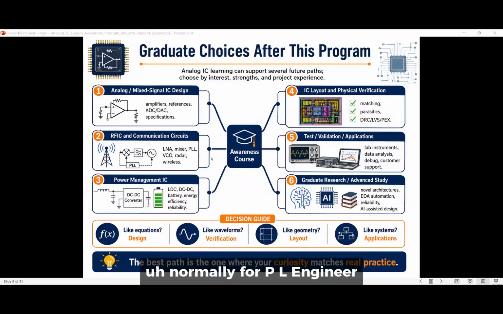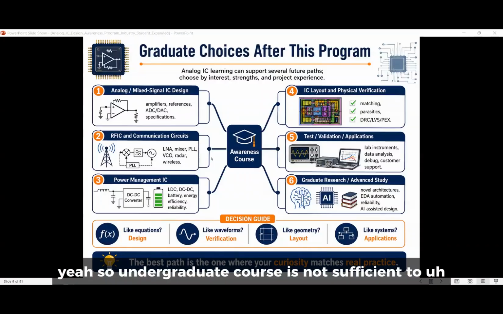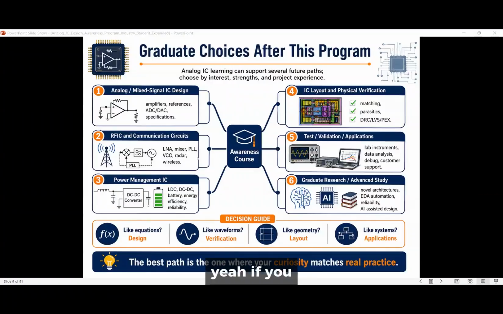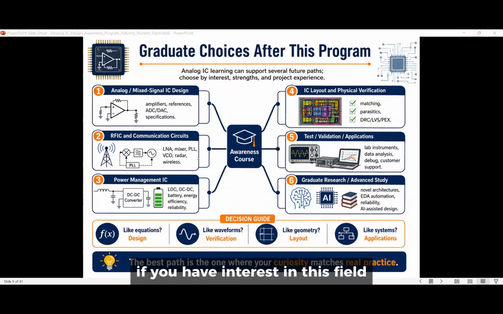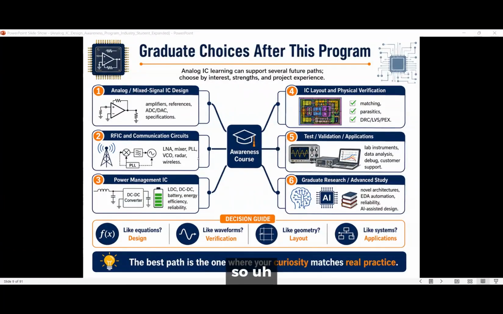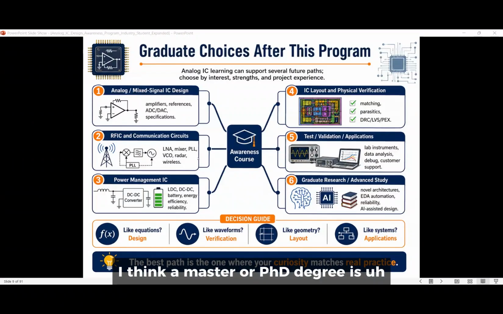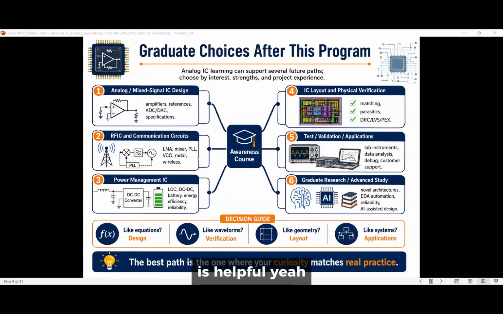Normally for a PLL engineer, the minimum requirement is 5 years. So an undergraduate course is not sufficient to make sure you can enter the interview. If you have interest in this field, I think a master or PhD degree is helpful. So PLL is a phase lock loop.